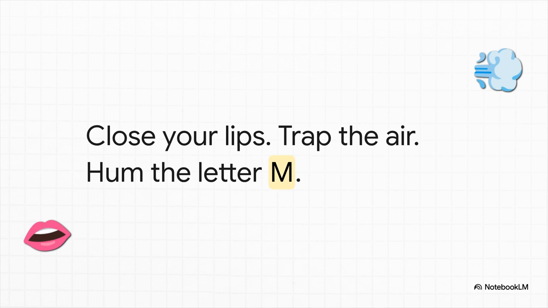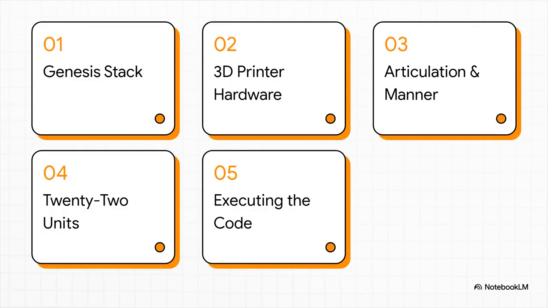That's exactly why words like matter, mass, mother, moon, milk, mud, they all start with M. Your mouth is actively demonstrating the word's meaning while you speak it. So here's our roadmap for this explainer. We'll cover the 9-layer Genesis stack, then look at the biomechanical 3D printer, dive into articulation and manner, map out the 22 units of reality, and finally, look at executing the code.